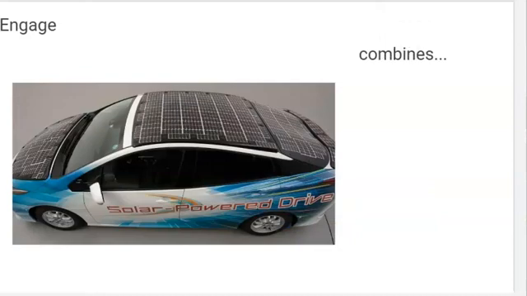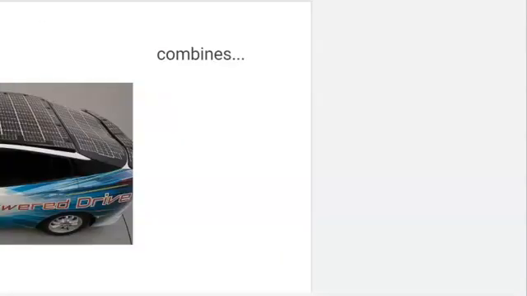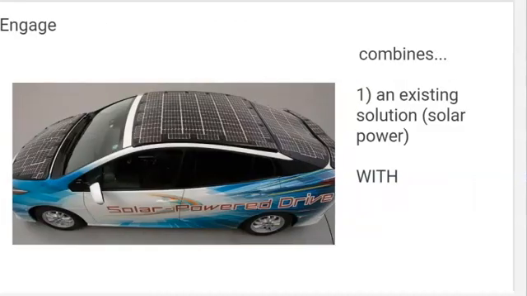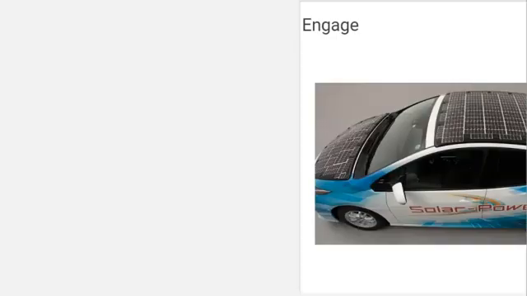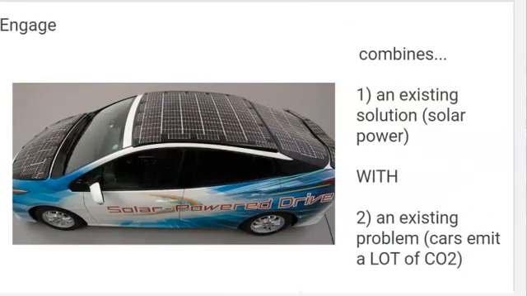So that idea, a solar-powered car, pretty smart, pretty cool. It combines two things that are important, and I'm going to talk a lot about today. It combines an existing solution, which is solar power. Solar power is not new. Solar power already exists, but it combines that existing solution with an existing problem, which is that cars emit a lot of CO2. So if you take an existing solution with an existing problem, put them together, you may have something pretty cool.